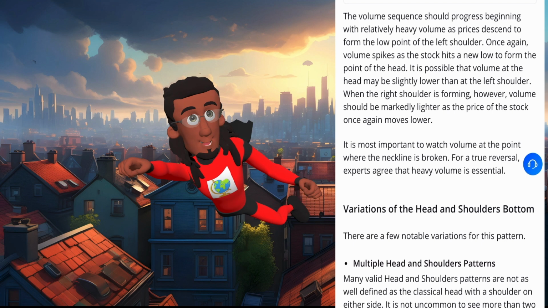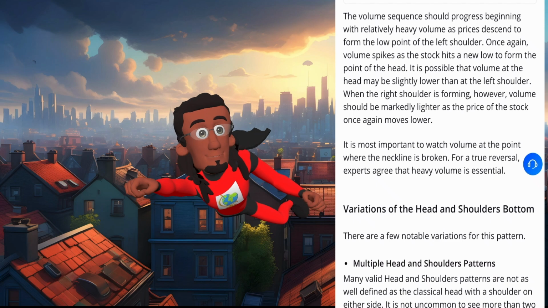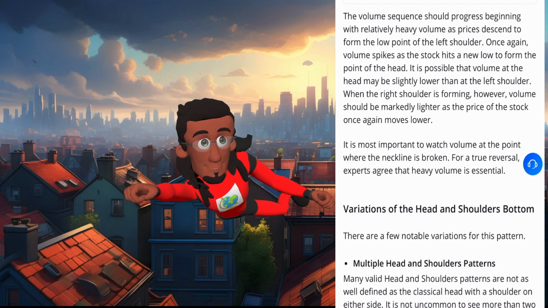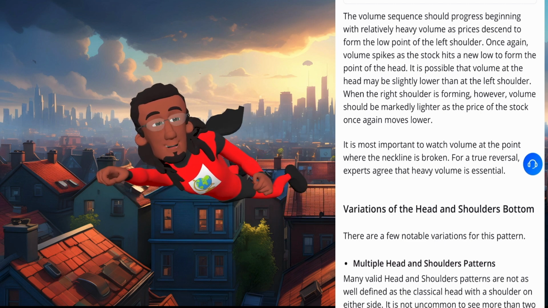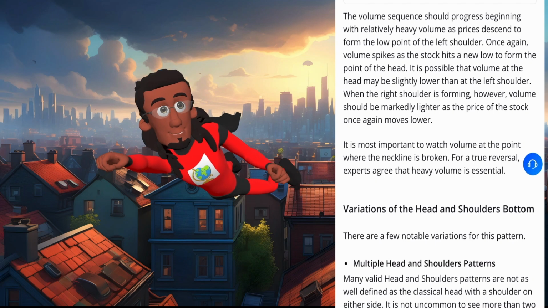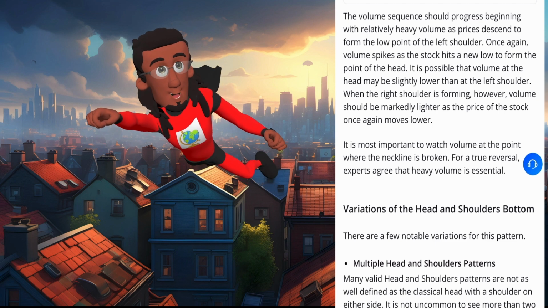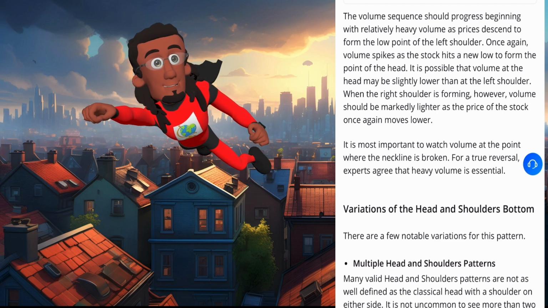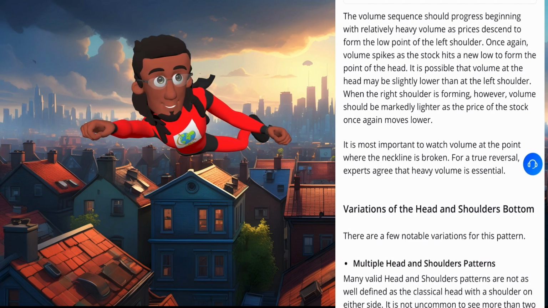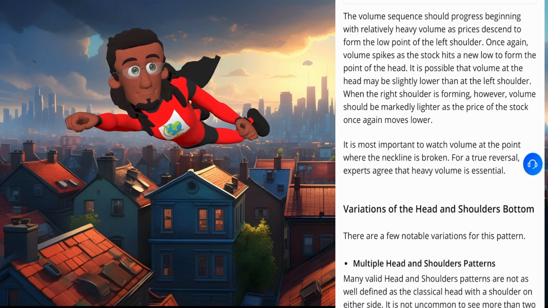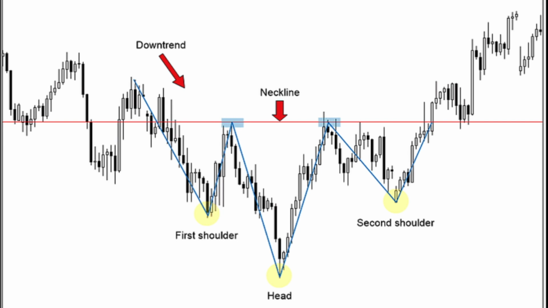a close. The volume sequence should progress beginning with relatively heavy volume as price descends to form the low point of the left shoulder. Once again, volume spikes as the stock hits a new low to form the point of the head. It is possible that volume at the head may be slightly lower than at the left shoulder. When the right shoulder is forming, however, volume should be markedly lighter as the price of the stock once again moves lower.